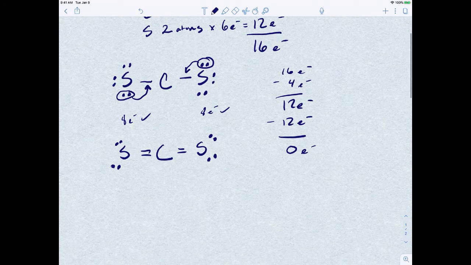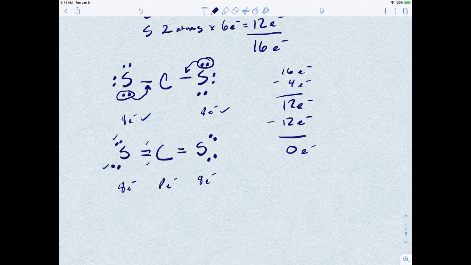Now look at what just happened. You have 2 lone pairs on the sulfur on the left and 2 bonds. Remember, two electrons are in each bond, so that means 4 electrons are bonding. You've got 4 electrons in lone pairs, so sulfur still has 8 electrons, so it's good. Sulfur on the right, 2 bonds, 4 electrons, and 2 lone pairs, another 4 electrons, so sulfur has 8 valence electrons. It's happy. Carbon has 2 double bonds, so 4 times 2 gives you 8.